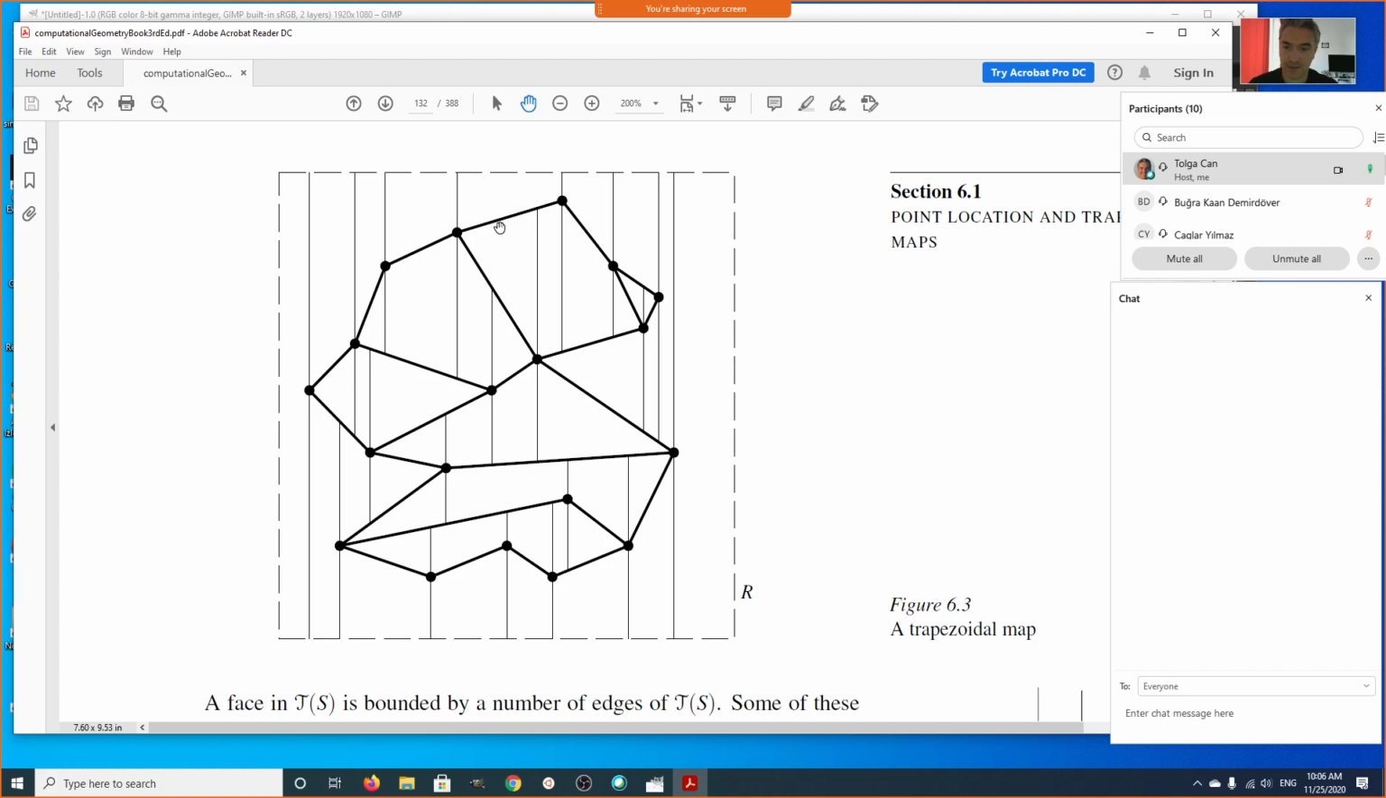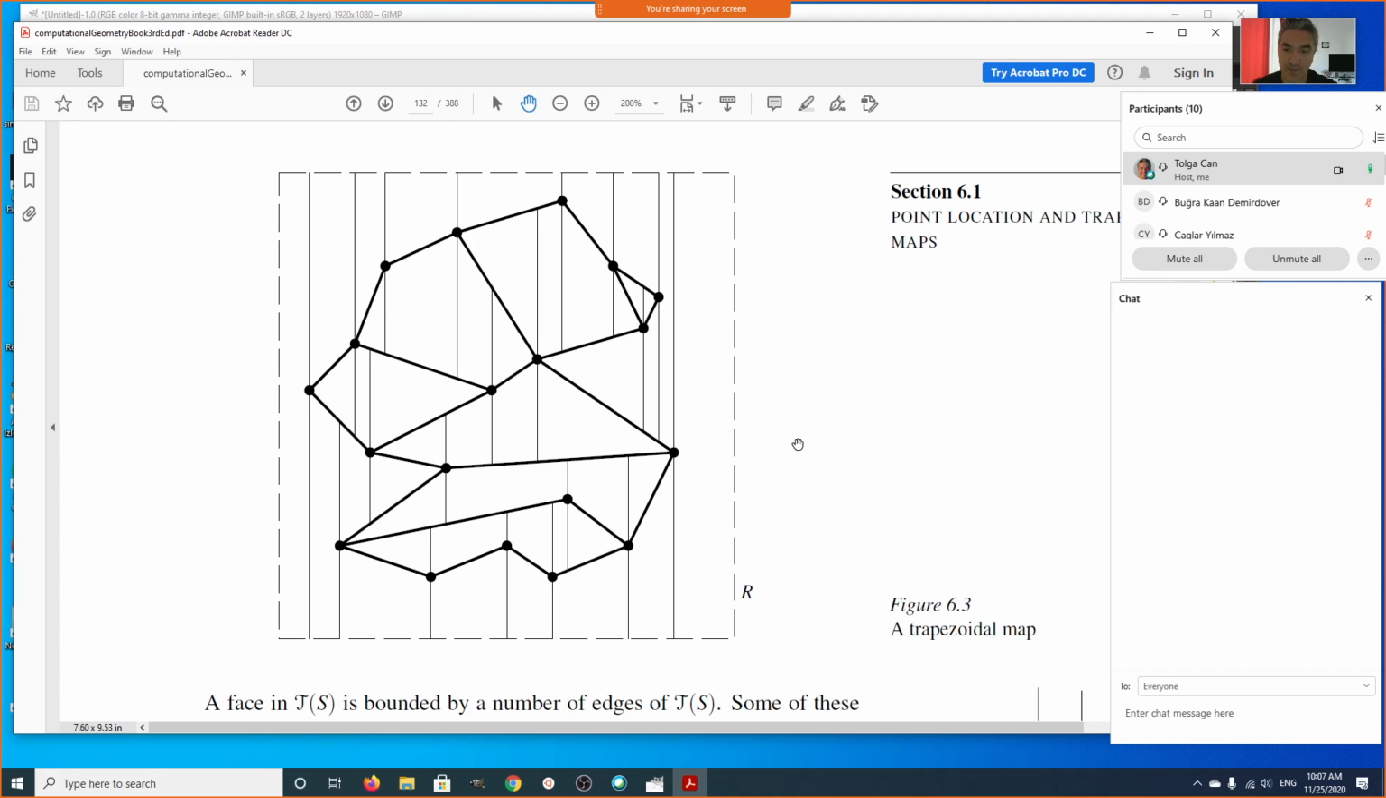But in such a trapezoidal map, you have these vertical extensions. Now, how do you conduct queries? There are no vertical slabs anymore. There is no vertical slab that goes all the way. So this trapezoidal map is a little bit more complicated than the first data structure. We need a search structure. What kind of a search structure can we use on this map so that we can still perform queries in log n time?